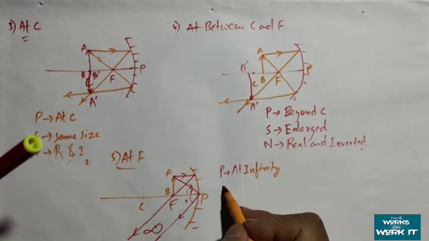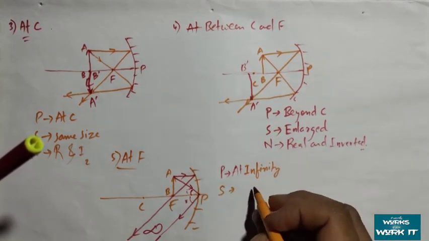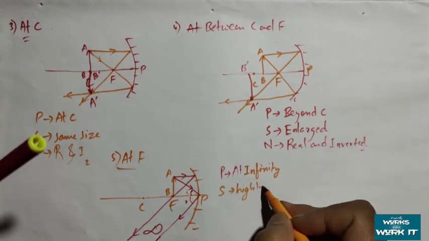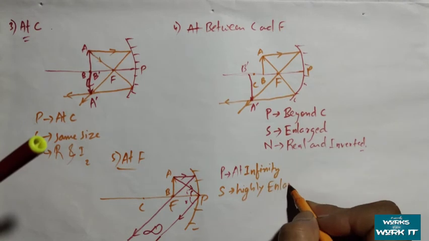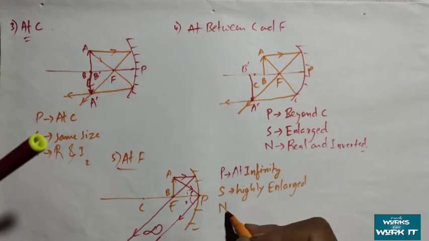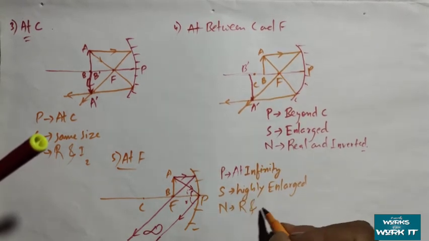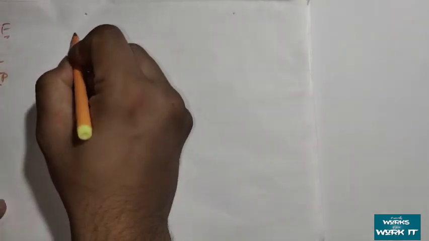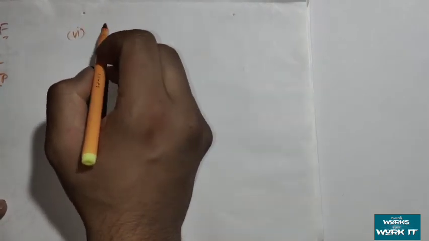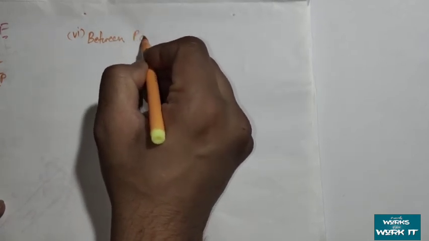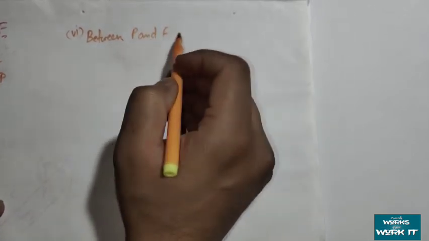Okay, then after, if I talk about the size, the object which is at the infinity they will meet, that will be highly enlarged one, highly bigger. And then after the position, nature will be real and inverted. Okay, so sixth one, where the object is now, it is between pole and principal focus, P and F.